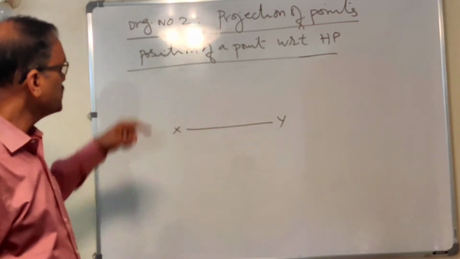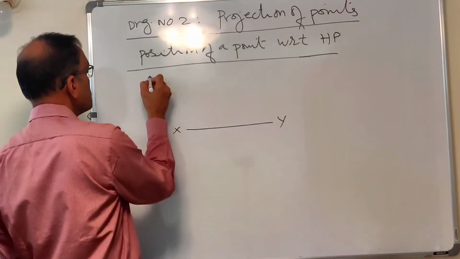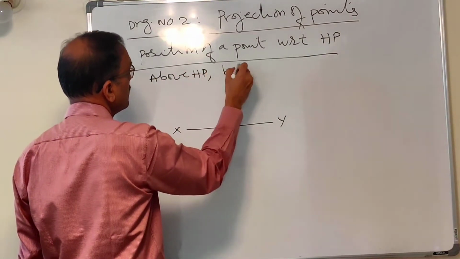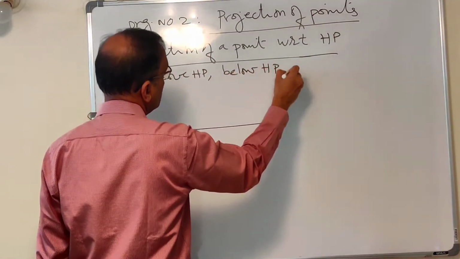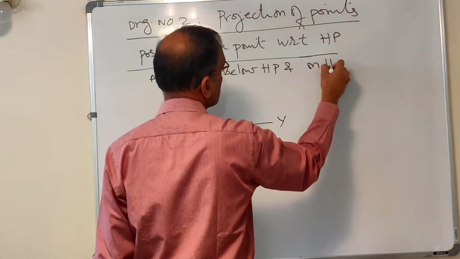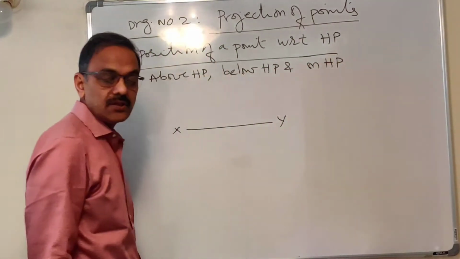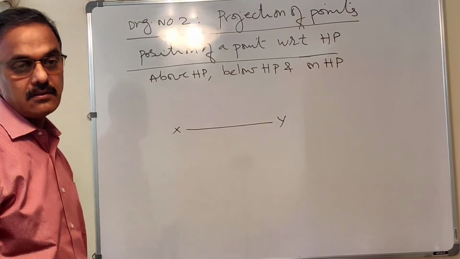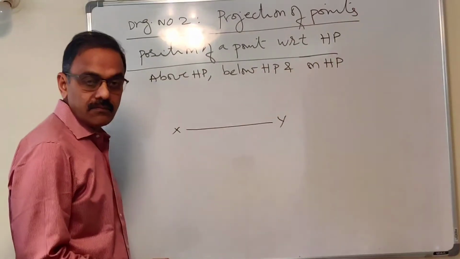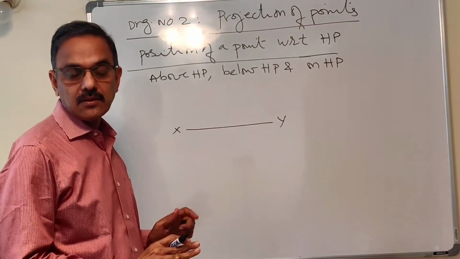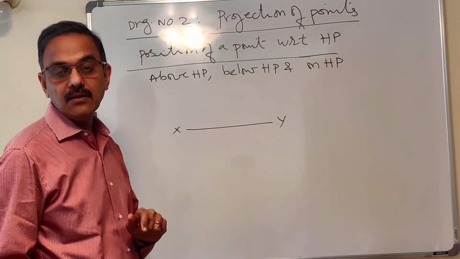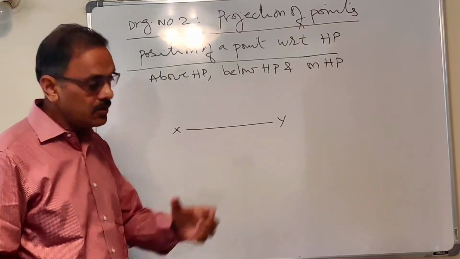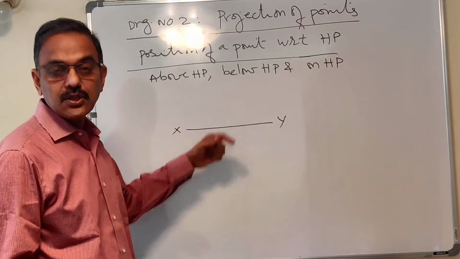So, with reference to HP, a point can occupy 3 positions. Above HP, below HP, and on HP. These are the 3 positions a point can occupy with reference to HP. And this time, you are representing front views. In the previous case, for the distance from VP, you represented it by the top views. But now, you are projecting onto vertical plane. So they become front views.